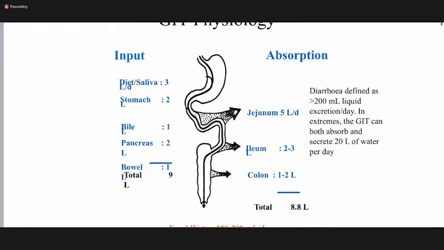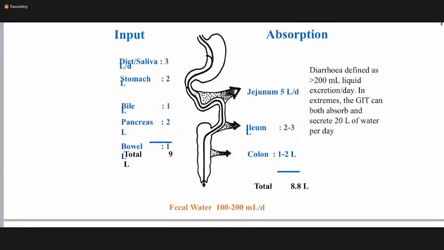Okay, so this is something to remember, and the point here is that sometimes mothers say that the child is not eating and yet he's still passing stool, and he's not eaten anything for the last 2 days. The reason for that is because the gut keeps on producing liquids. So you need to remember that. Next slide, please.